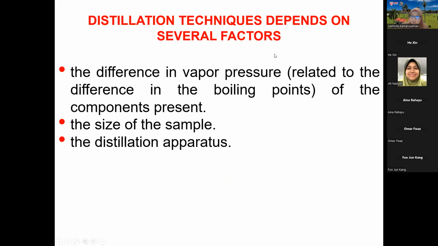Okay, so of course distillation depends, the most important one, on the boiling points. Other than that, maybe the size of the sample.